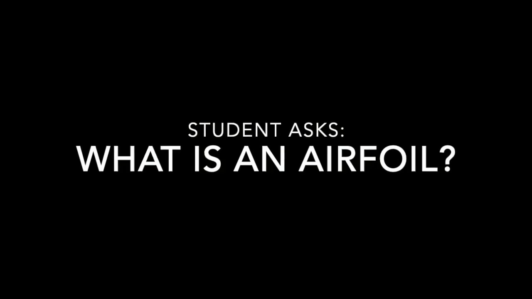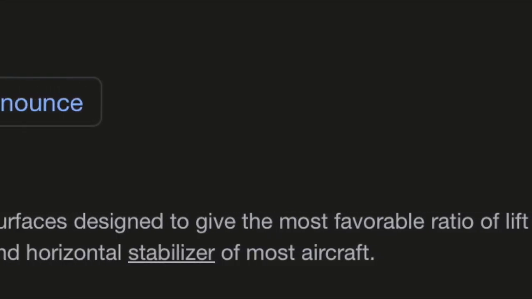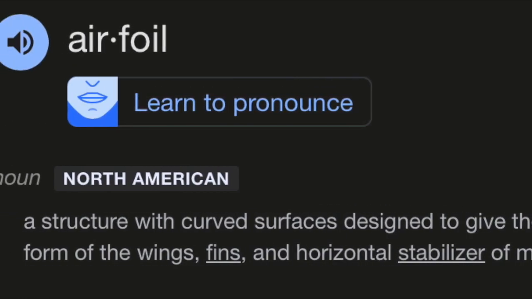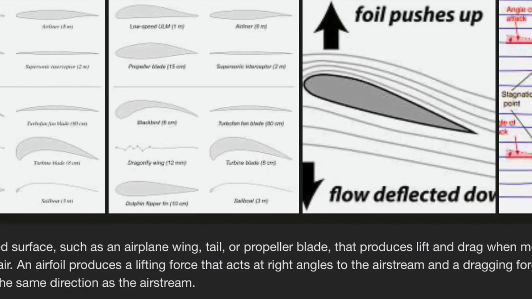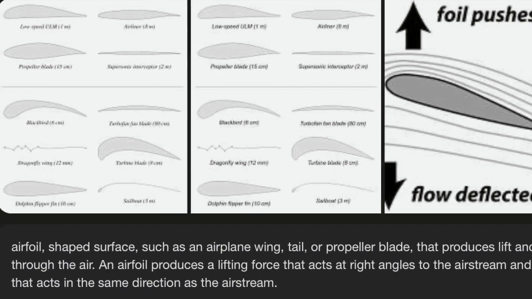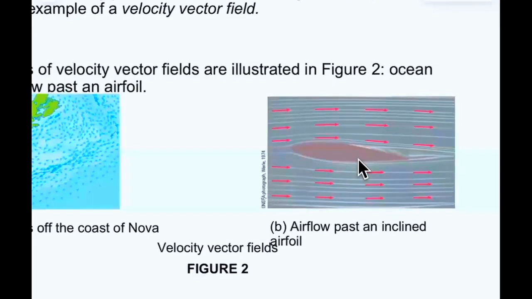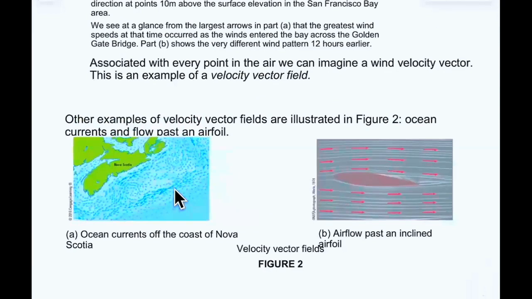What's the airfoil? An airfoil is a structure with curved surfaces designed to give the most favorable ratio of lift to drag in flight. An airfoil-shaped surface, such as an airplane wing, produces lift and drag when moved through the air. So this is the cross-section of the wing of the airplane. Now, the ones that we just talked about are vector fields on R2, on the XY plane.